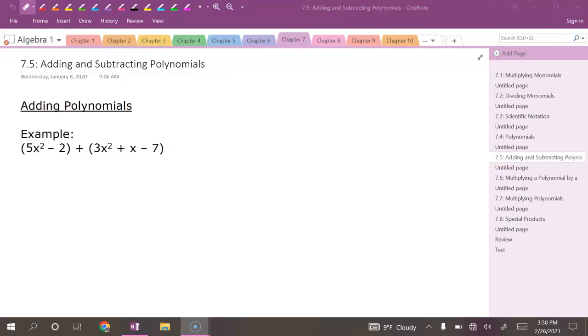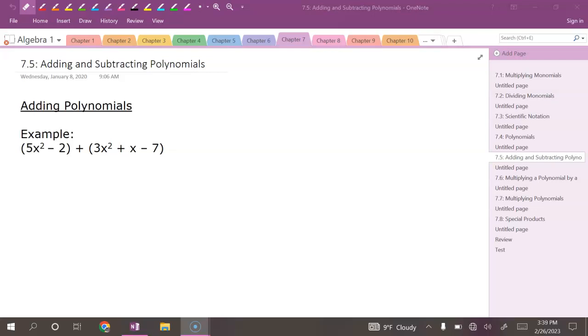Chapter 7, Section 5 is about adding and subtracting polynomials. A big part of this section is that we are going to be working and practicing with combining our like terms. So being able to look at these polynomials, being able to identify what terms go with what terms, and being able to simplify them so that they're maybe not as big, and being able to write them in a simpler form by combining those like terms.